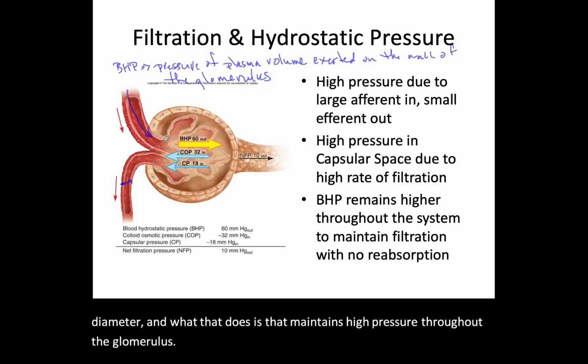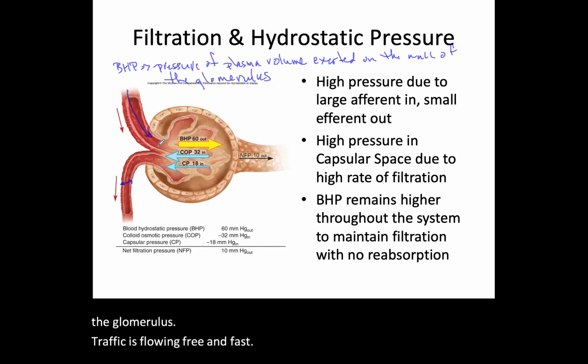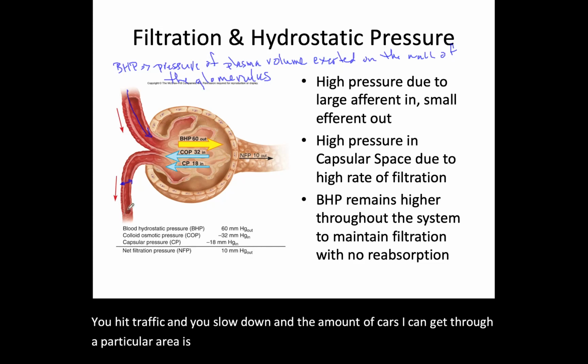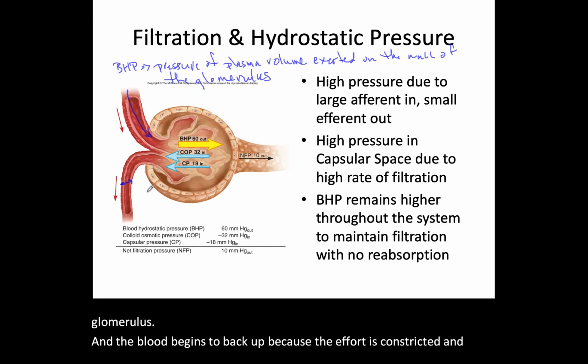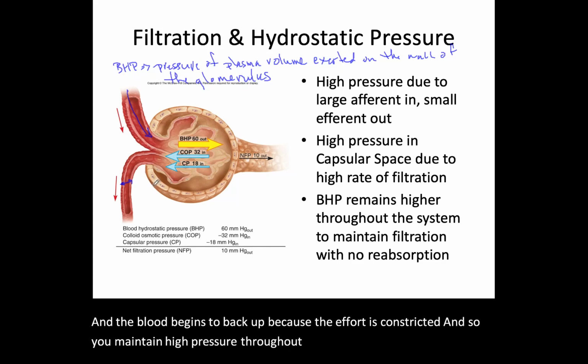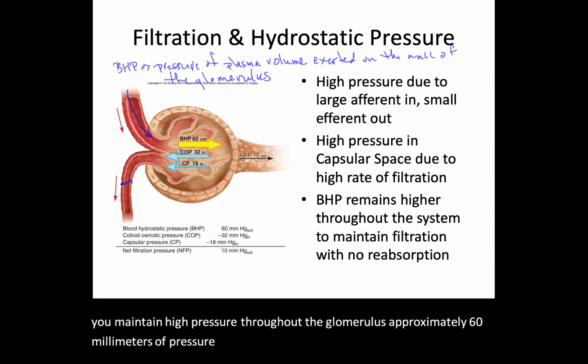Traffic is flowing free and fast. And all of a sudden, you hit traffic and you slow down. And the amount of cars that can get through a particular area is reduced. Blood is flowing fast and free. It comes through the glomerulus, and the blood begins to back up because the efferent is constricted. And so you maintain high pressure throughout the glomerulus, approximately 60 millimeters of pressure forcing outward.